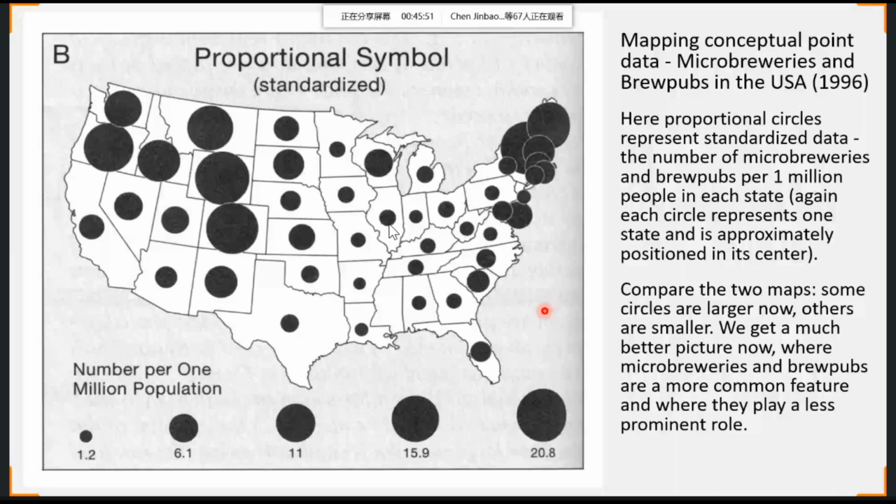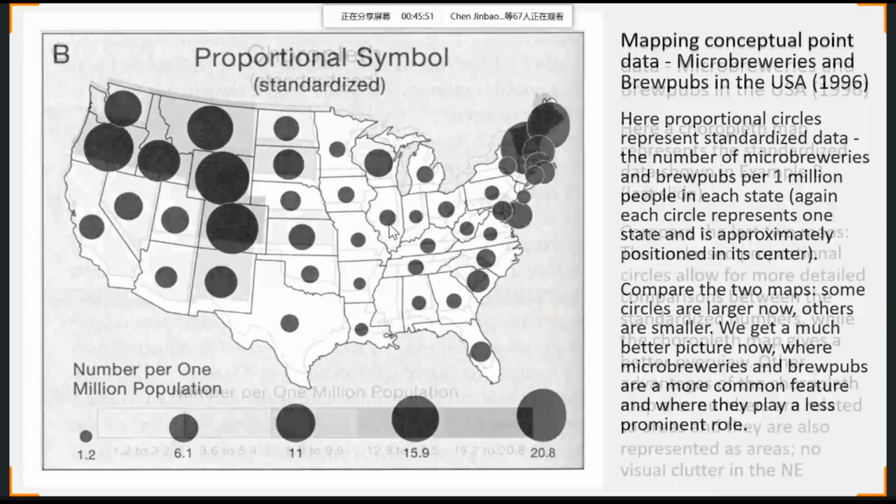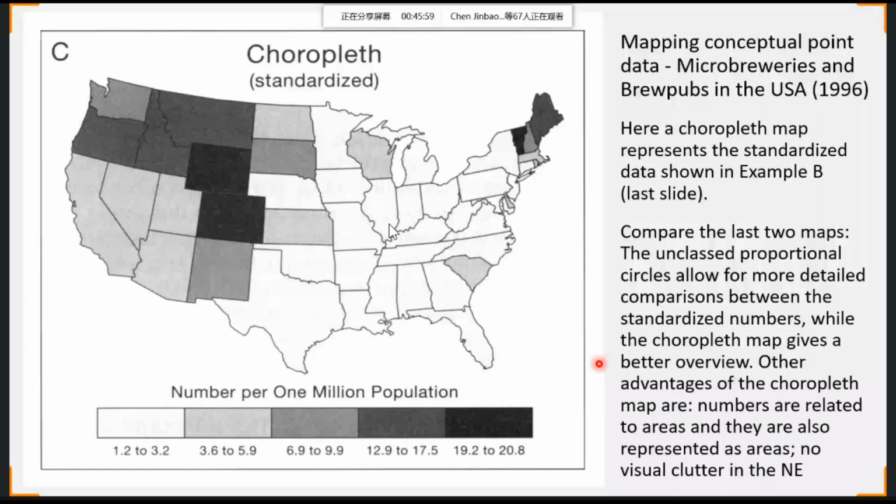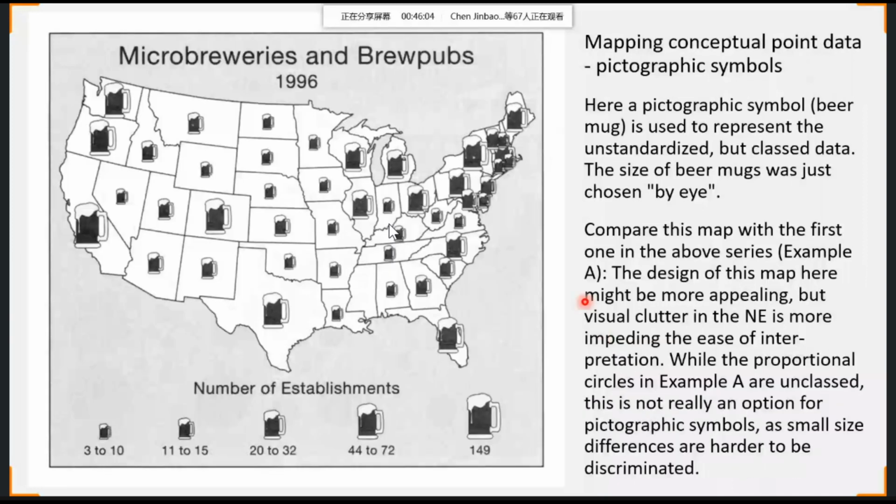So it also depends what's your goal with the map. What do you want to show? In which way you want to use the map, for which audience, and so on. And another example here of the same data. Now we have, again, conceptual points, but pictographic symbols are used. This beer marks in different sizes.